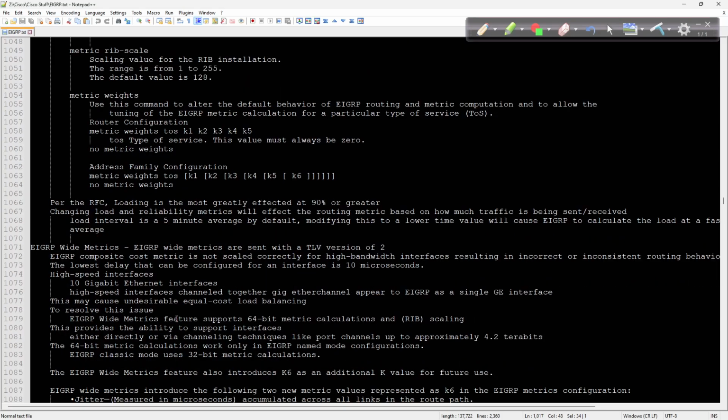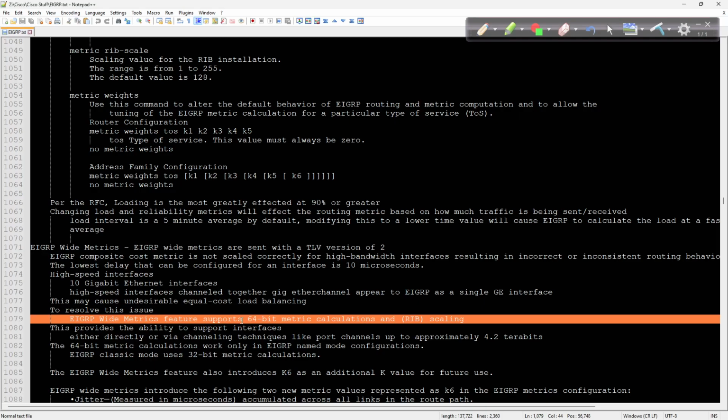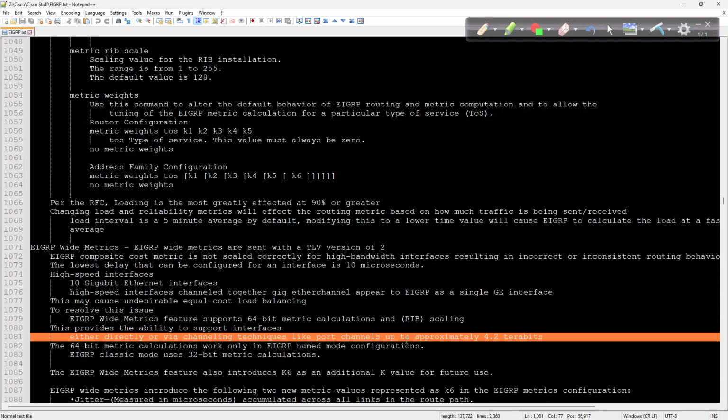Look, right here. The EIGRP wide metric feature supports 64-bit metric calculations and RIB scaling. What wide metrics was really made to do was give you higher speed connectivity, because the regular classic EIGRP metric calculation had an upper limit. I think it was like 10 gig, something like that. Now that interface speeds are much higher than that, you have to recalculate, and this basically gives it an infinite amount of scale.